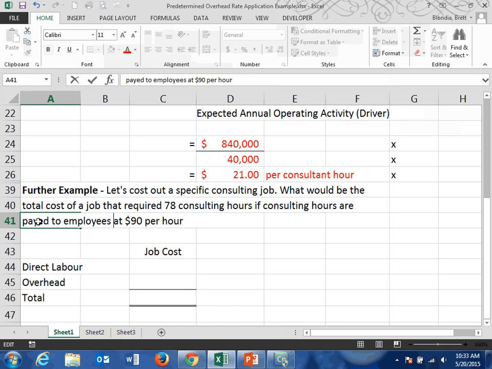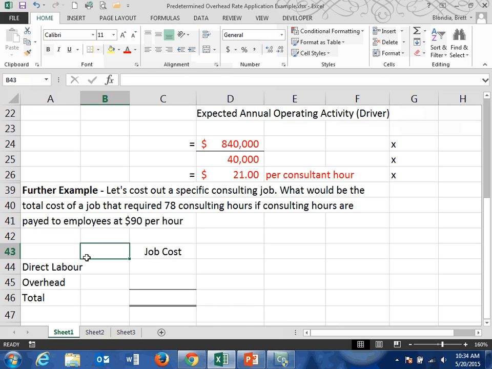So effectively, their hourly rate is $90 per hour. Okay, so we're trying to figure out what's the total cost of a job if we pay our employees $90 per hour for each consult for all their consulting work, and they work 78 hours on a job.